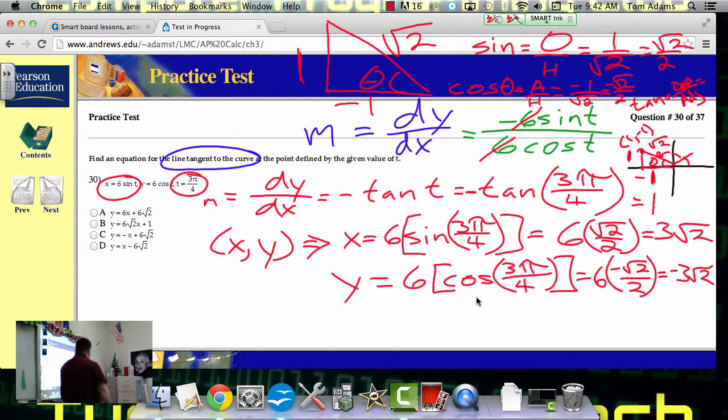Now that's the point. So you just plug it in: 3 root 2 comma negative 3 root 2. Wait, I thought it was 3. No, because instead of it being 1/2, the opposite over the hypotenuse, it's 1 over the square root of 2.